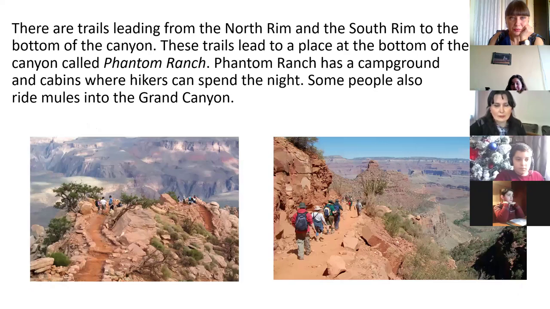There are trails leading from the North Rim and the South Rim to the bottom of the canyon. These trails lead to a place at the bottom of the canyon called Phantom Ranch. Phantom Ranch has a campground and cabins where hikers can spend the night. Some people also ride mules into the Grand Canyon.